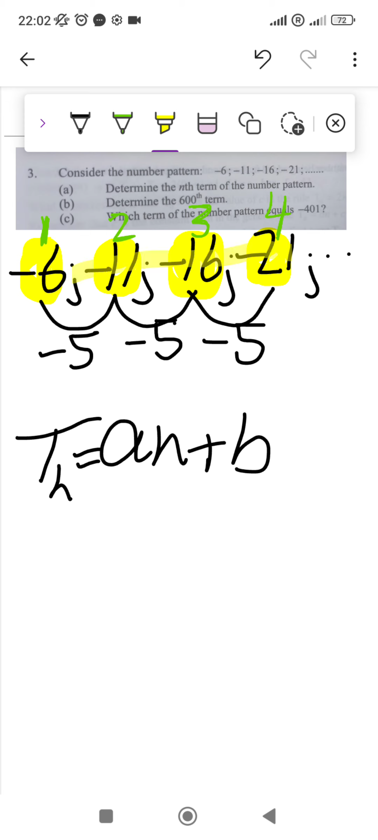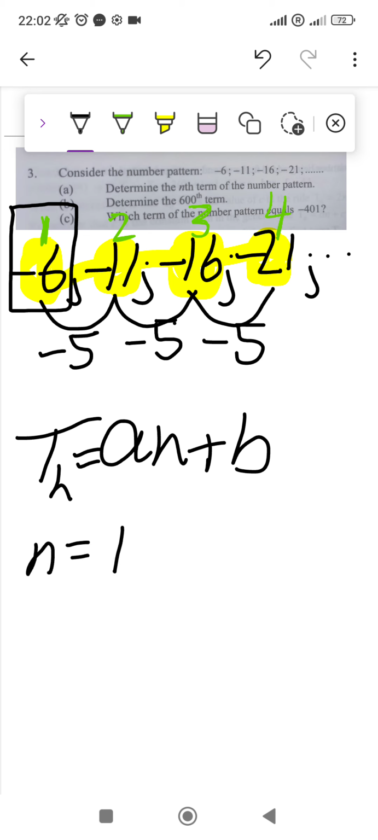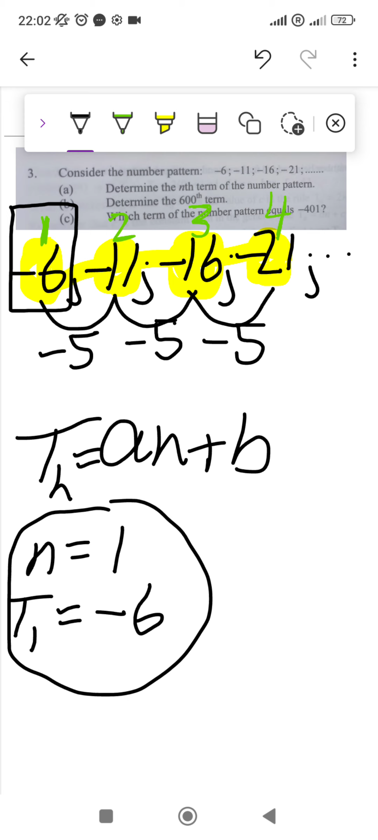So we have term values and we have place values, right? So if I look at my first pairing, that term value and that place value go together. Okay, so my n in that place is 1 and my tn in that place is minus 6. So this is my first pairing. However, we don't know what a and b are yet. Don't worry about that for the sake of this moment, right? But our tn is something and our n is something.